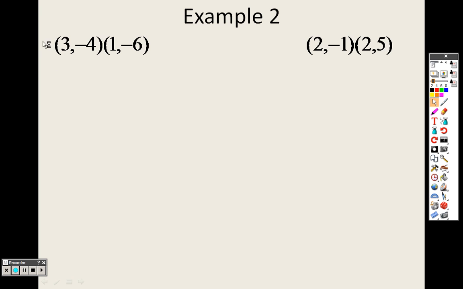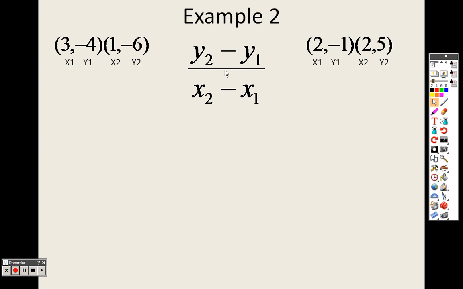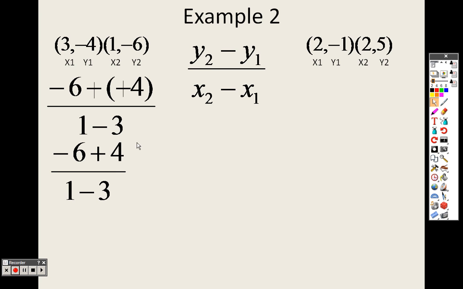So, taking a look here, we're going to find the slope of the first pair of points. I labeled them x1, y1, x2, y2. So I use my formula to plug it in, and there it is. To do the first one, it's negative 6 minus negative 4 over 1 minus 3. Minus a negative is the same as plus. So I get negative 6 plus 4 over 1 minus 3. So we get negative 2 over negative 2, which is a positive 1. So that slope is 1.